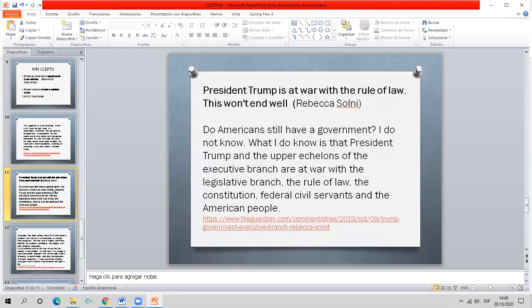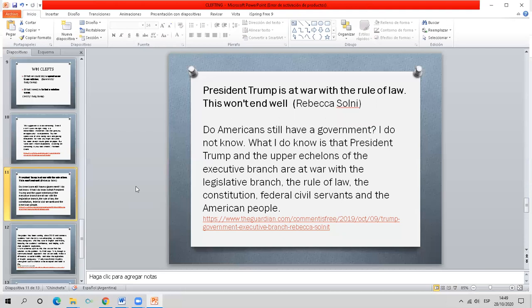Let's go for another example. President Trump is at war with the rule of law. This won't end well. Do Americans still have a government? I do not know. What I do know is that President Trump and the upper echelons of the executive branch are at war with the legislative branch, the rule of law, the Constitution, federal civil servants, and the American people.